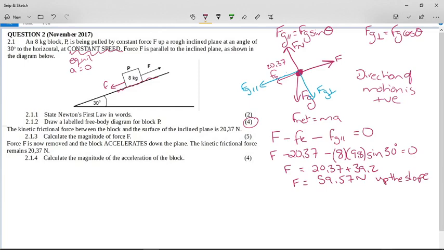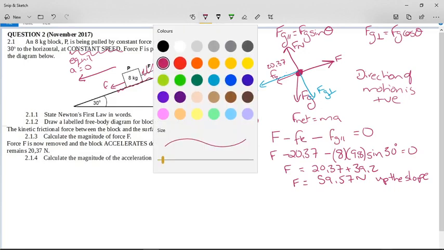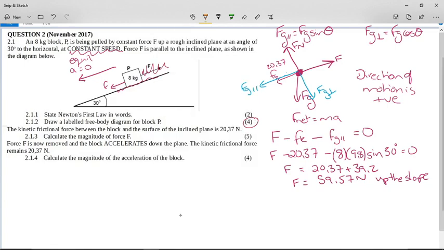Now, it says force F is now removed. So this force has been removed, and the block accelerates down the plane. The kinetic frictional force remains the same. Calculate the magnitude of the acceleration of the block. When I first looked at this, I thought, easy peasy. I tried to work out the answer, and then I thought my block was suddenly going at really warp speed. Then I realized I must draw another free body diagram, because you must always draw your free body diagram.